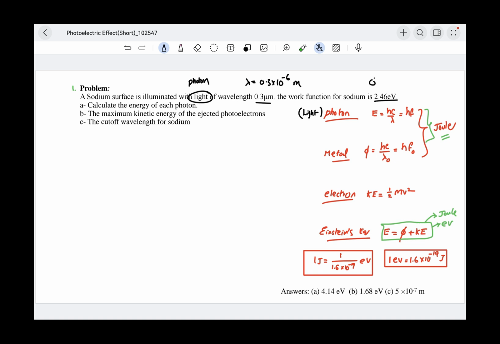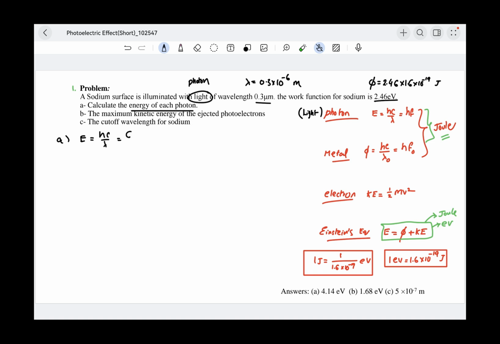So work function means 2.46 electron volt. We may require joules, so convert it by multiplying with 1.6 into 10 to the power of minus 19. Now calculate the energy of the photon. Energy of the photon means hc by lambda or hf. Since the wavelength is given, E equal to hc by lambda is the best one.